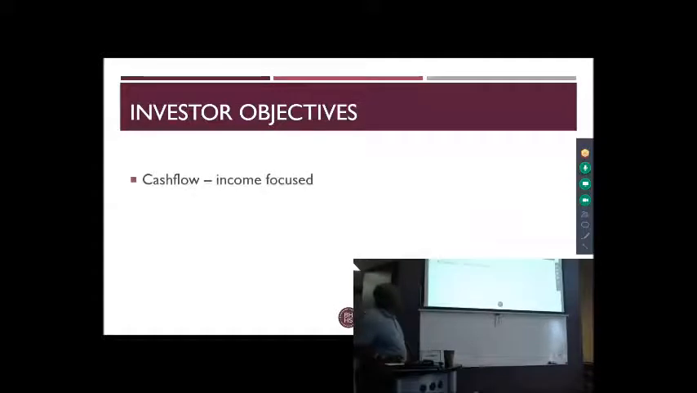Investor objectives, so you're going to want to know people. And you're going to want to be able to categorize your database of investors and buyers and capital partners or whomever, based on what their objectives are. Some investors just want cash flow. They're income focused. How much money am I going to get per month minus my expenses? What's my net cash flow going to be? They're just collecting cash flow.